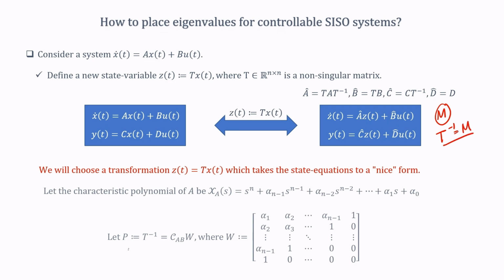In this case we are defining P as T inverse, and P is defined in this way. Fine. Let us see how this helps us. Since I have defined T inverse as P, the same transformation can be written in terms of P also. So, I can write it in this form. In that case A hat becomes P inverse A P, B hat becomes P inverse B, and so on.